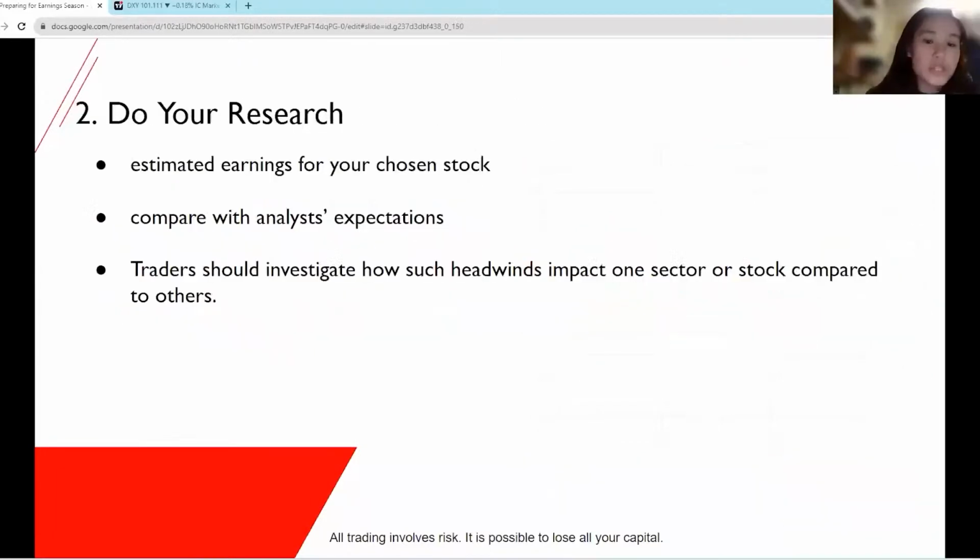Next, we have doing your research. This ties nicely with our fundamentals analysis as well. Doing your stock research properly will involve looking at estimated earnings for your chosen stock. It also involves comparing these earnings with the analysts' expectations. Traders should also make sure that they look at historical figures to get a feel for how the market has responded to releases in the past.